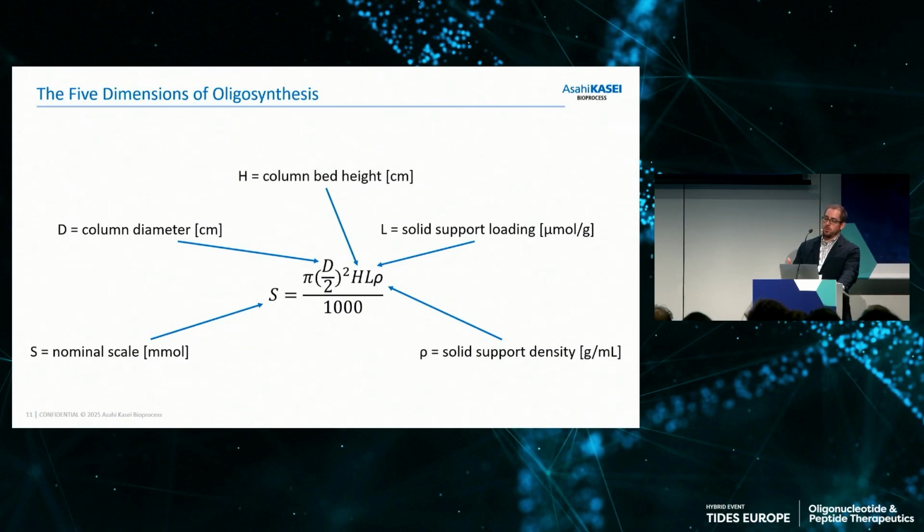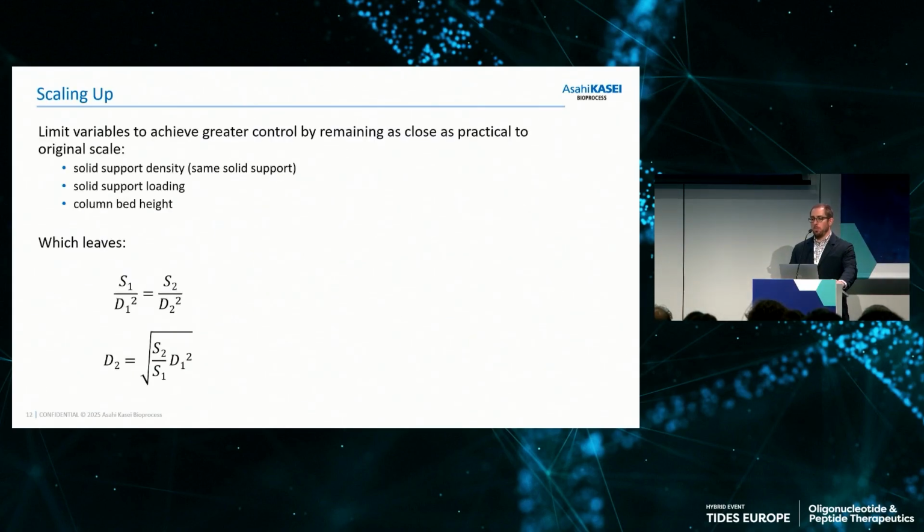Now, obviously, if you've got any 4 of these parameters, you can find the 5th one. For example, this equation could be rearranged to solve for the column diameter or the ideal bed height given the other values. So let's say we're going to scale up, and let's harness this equation. So we're going to scale up, and we're going to try to keep a few parameters as constant as possible. First, our solid support density, of course, because we're going to use the same solid support at our different scales, and we want to load it the same amount as well. So we have our loading that's constant. And the third one is the bed height.